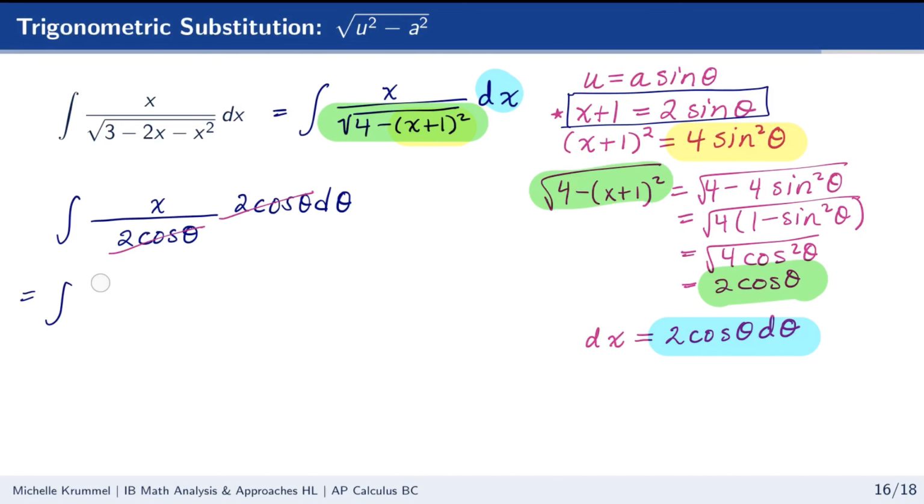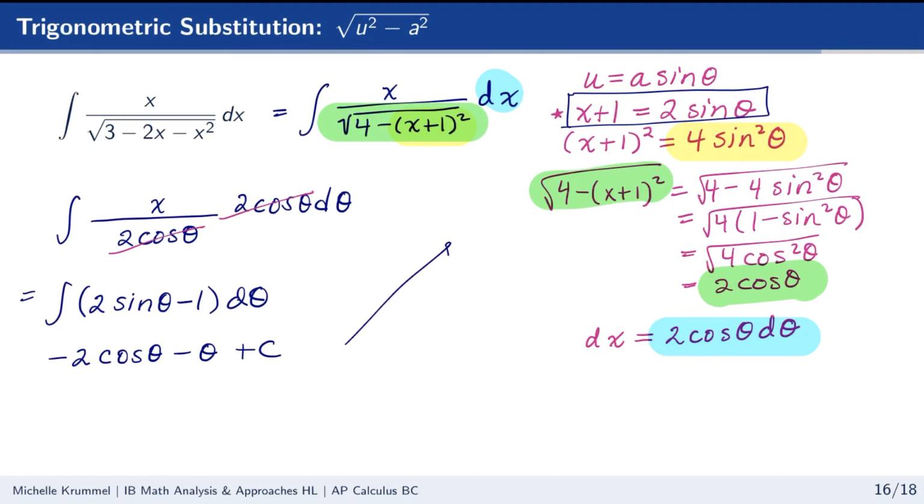So let me write that a little neater. 2 sine theta minus 1 d theta. And we're ready to integrate that. The integral of 2 sine theta is negative 2 cosine theta. And the integral of minus 1 is minus theta plus c.